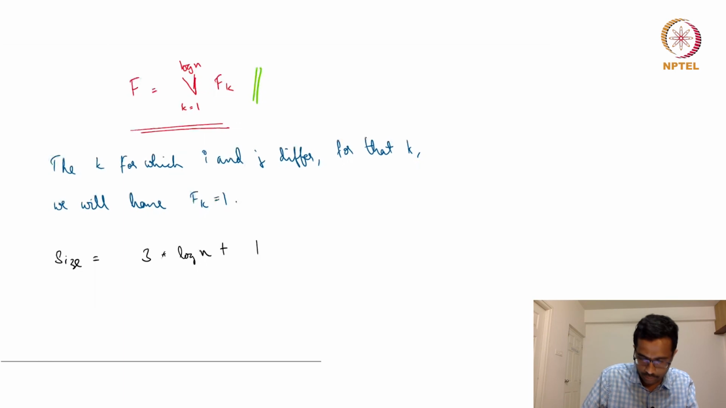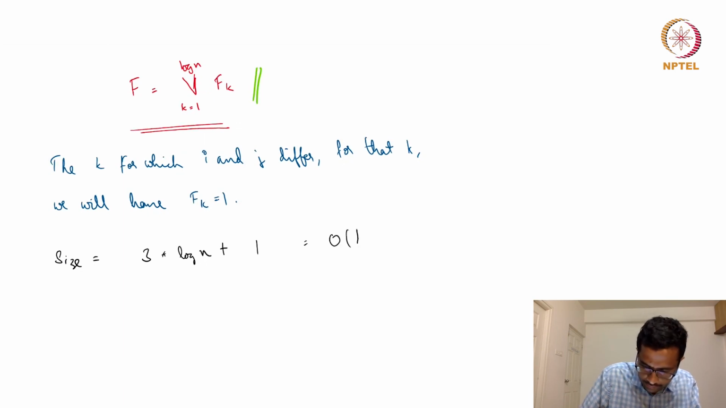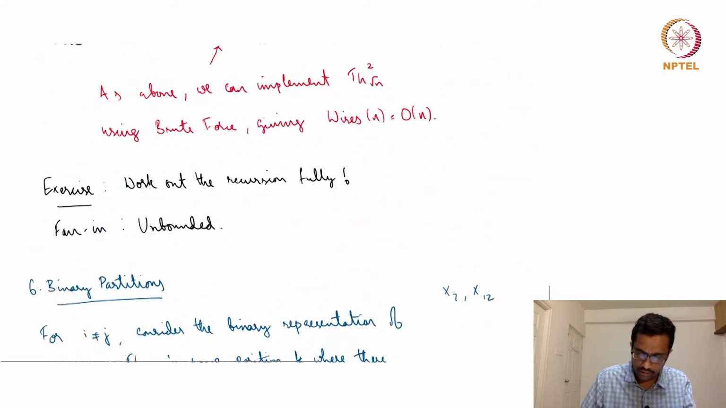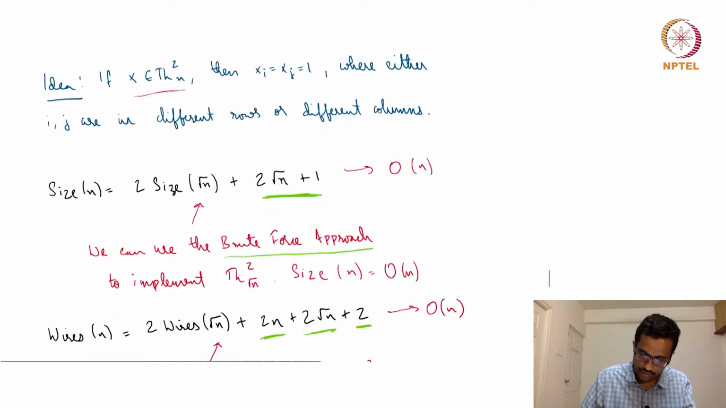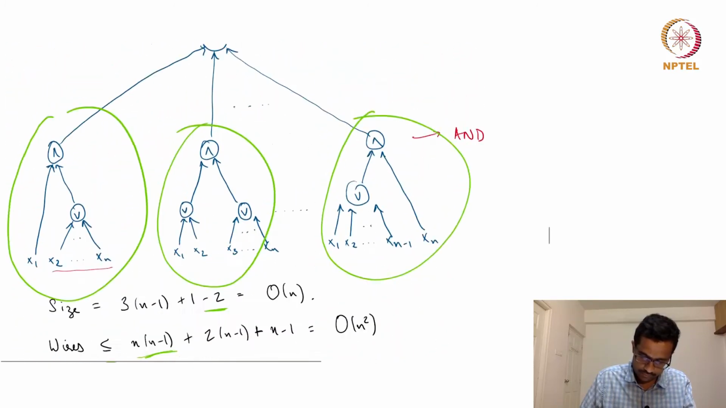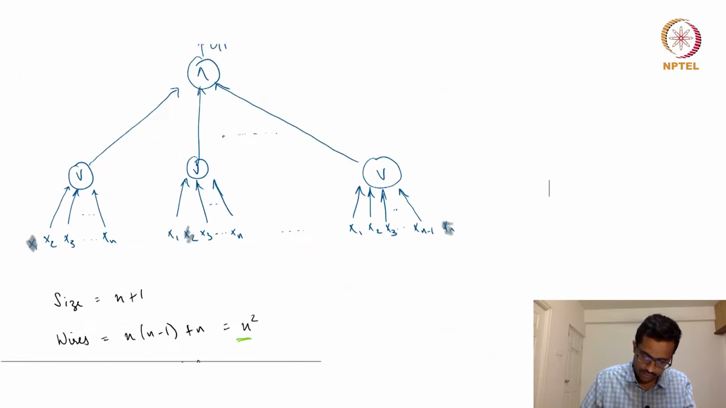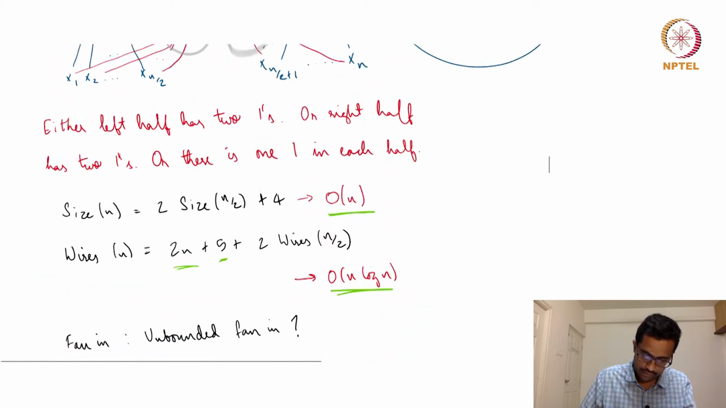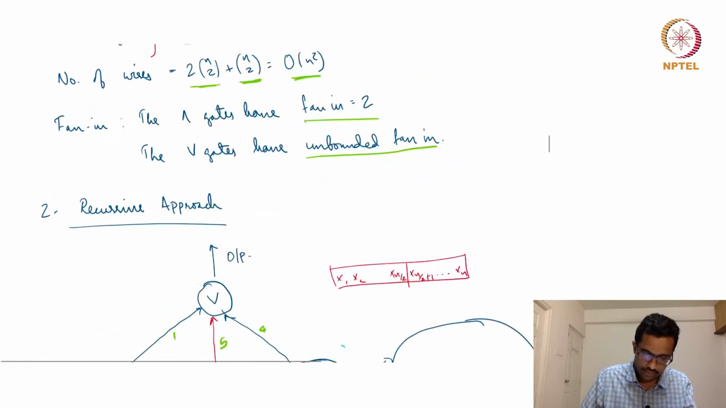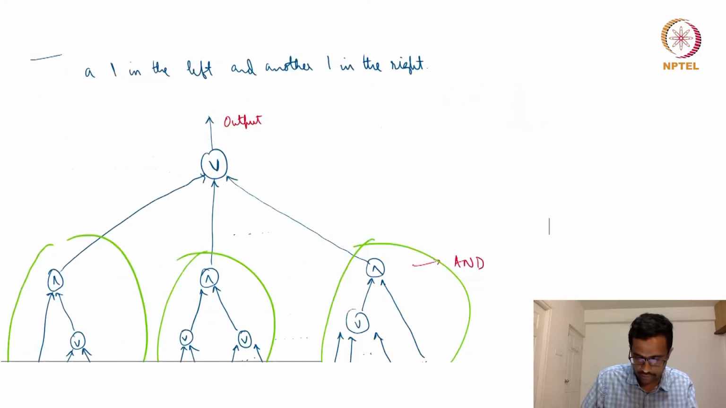So 3 log n plus 1, and this is the first time we are seeing a sublinear sized circuit, right? Previously, everything we saw was order n squared, order n. In fact, we didn't see n log n, we saw n and n squared.